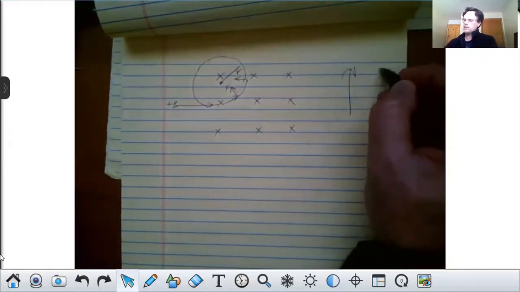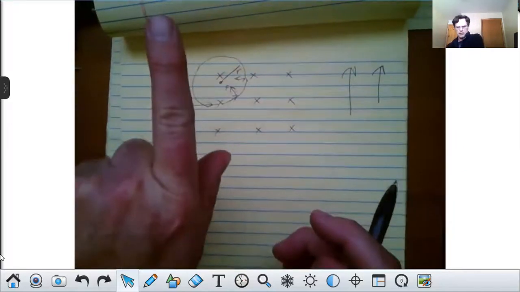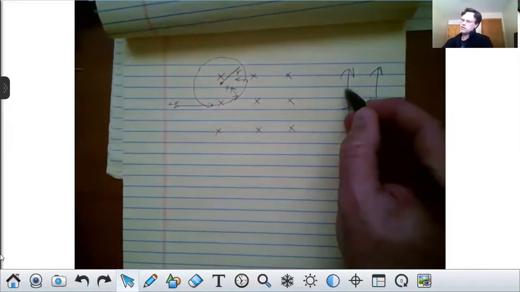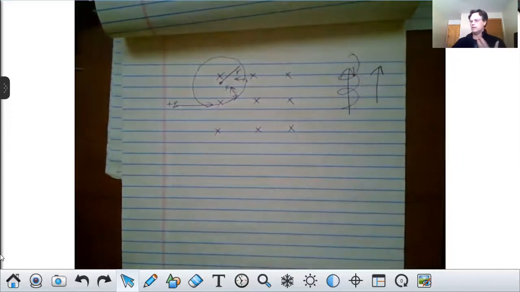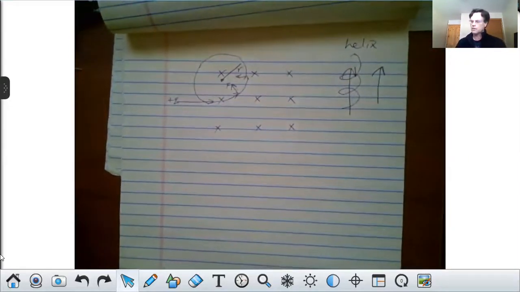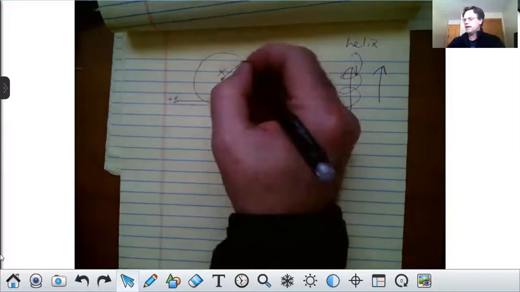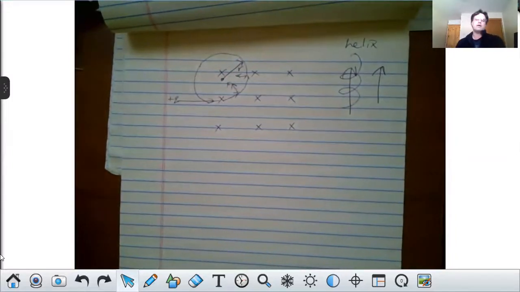Say I had my magnetic field going up. So now, instead of going in, I've kind of tilted everything, where you could see that the charge would kind of spiral around the field lines. And we call that a helix, or a helical type of motion. One question we'll have right now, though, is, well, what size is the circle? What is the radius of that circle?